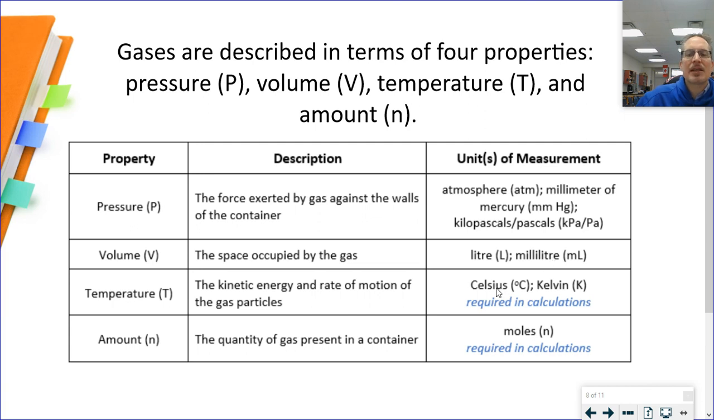We will be looking at Celsius and kelvins. However, when we do any calculations for gas laws, we must convert Celsius to kelvins. We will never substitute Celsius into the formulas in gas laws. And then last but not least, we will be using moles.